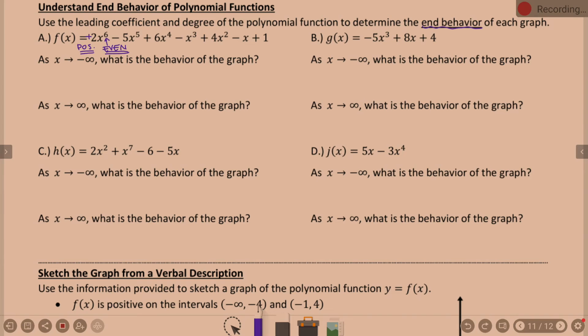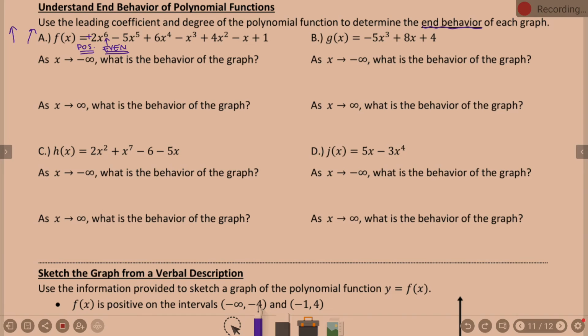Now, look back at your chart. What does this mean if this is an even degree and a positive leading coefficient? It is up and up. It's kind of like y equals x squared, isn't it? Now, it doesn't mean my graph specifically will be U-shaped. It could be. But it means that the ends of my graph will be going up. Okay? So keep that in mind.